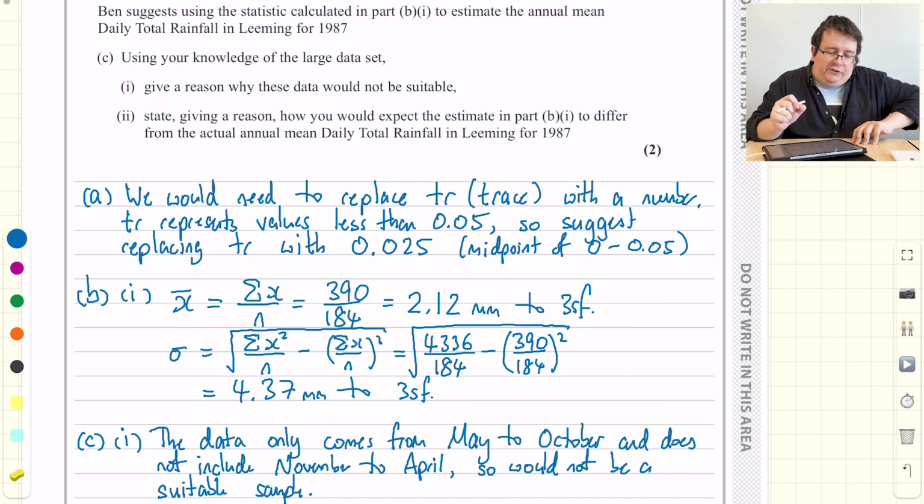Okay, so part 2, state giving a reason how you would expect the estimate in part B1 to differ from the actual annual mean daily total rainfall in Leeming for 1987. Okay, well, if you're not including November to April, that's when you would expect the majority of the rain, right? Because that's your winter and spring months. So the consequence is that you would expect that the mean that we calculated previously would be lower than the total annual mean rainfall.